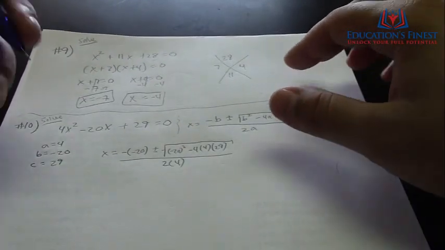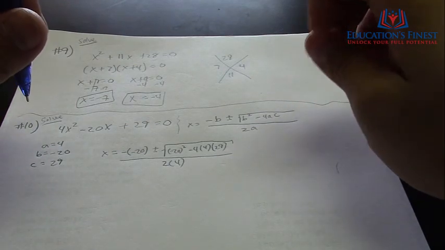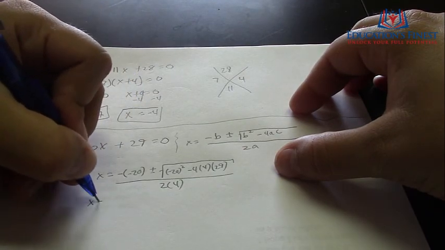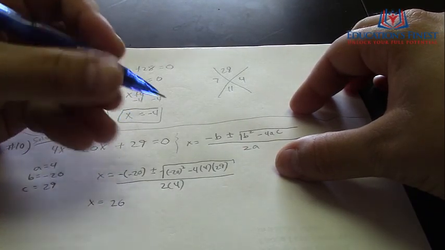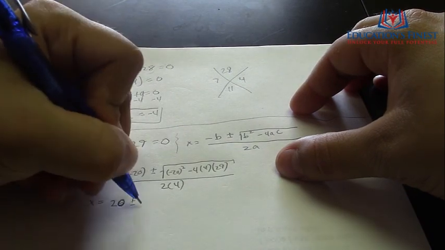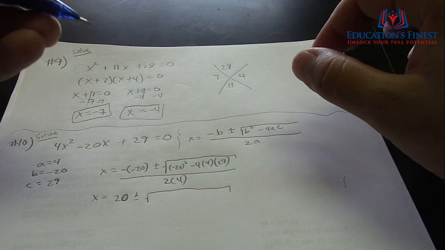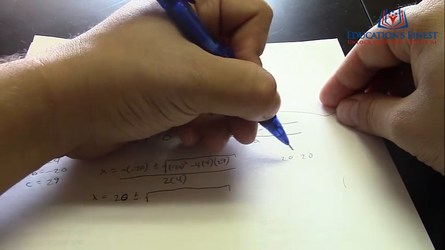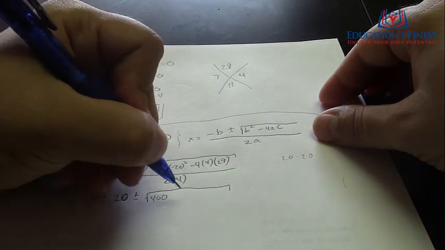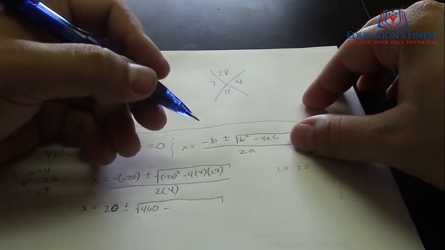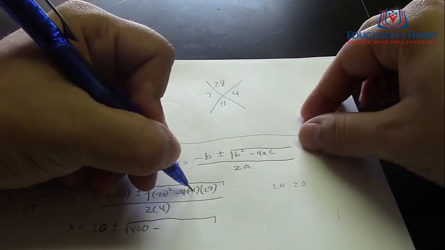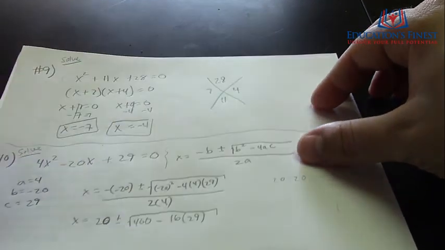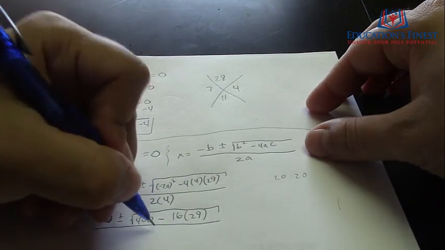Okay, so we got this big ugly mess here. So let's just slowly begin to reduce this. We have x is equal to a negative times negative, which is a positive 20, plus or minus the square root. Well, 20 squared is 20 times 20, which is 400, minus 4 times 4, which is 16, times our 29, all divided by 2 times 4, which is 8.